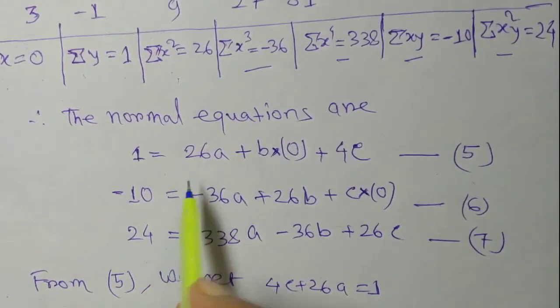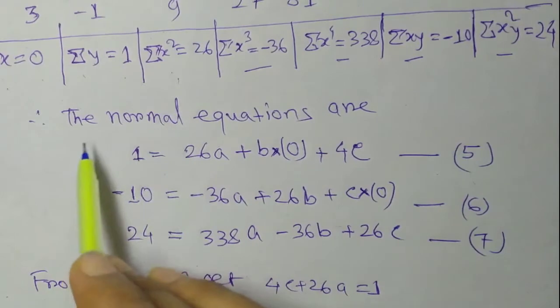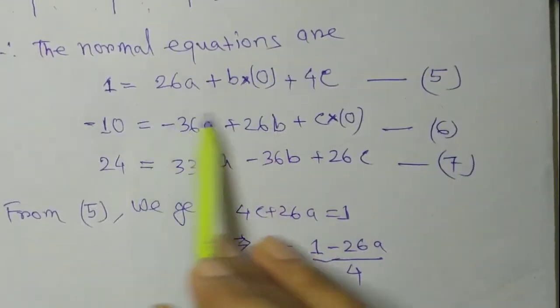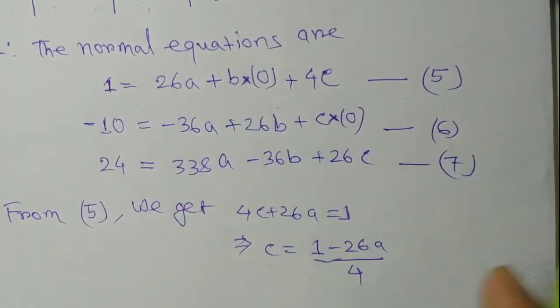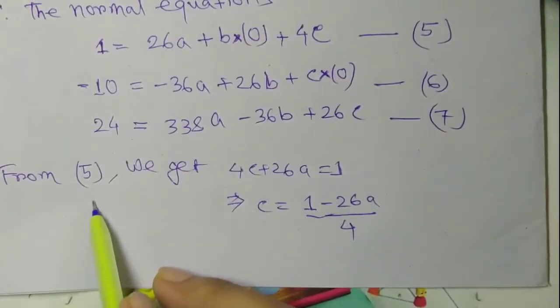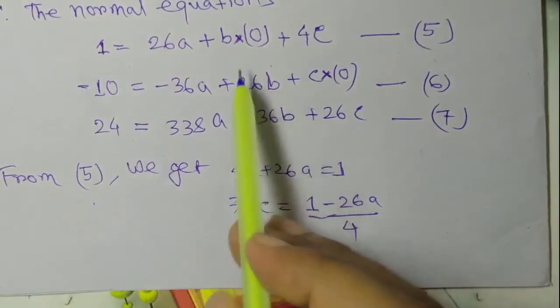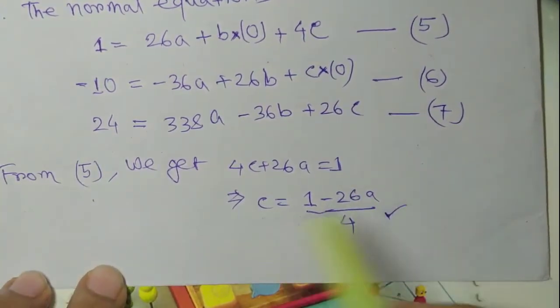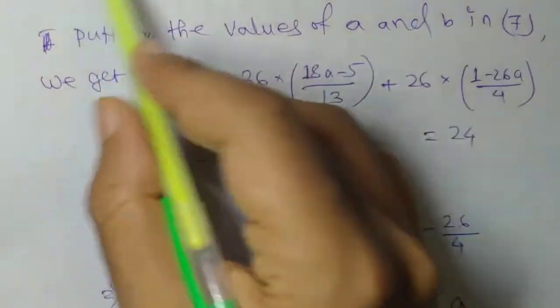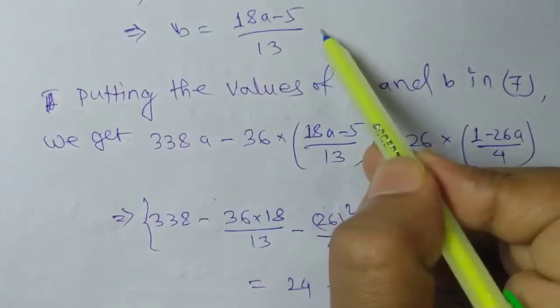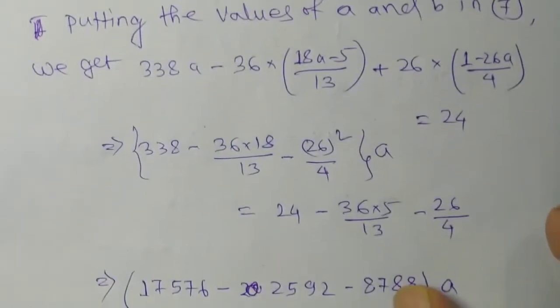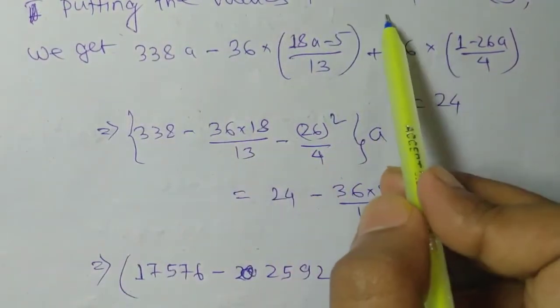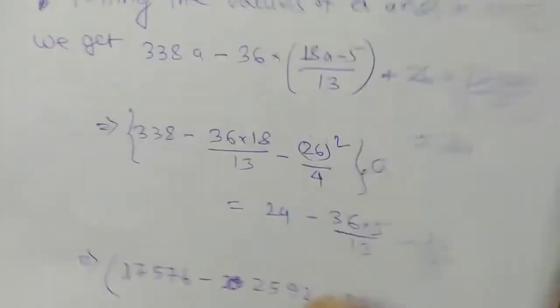Putting the values in the normal equations we obtain these equations. Now from 5 we obtain c is equal to this by simple plus minus, and then from 6 we obtain b is equal to this. Then putting the values of a and b in 7, here is 7.